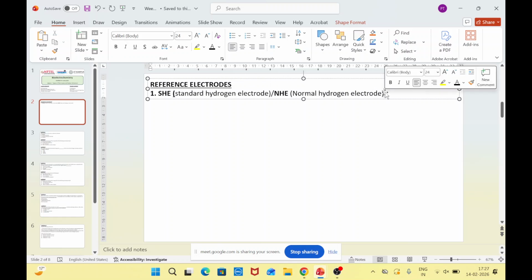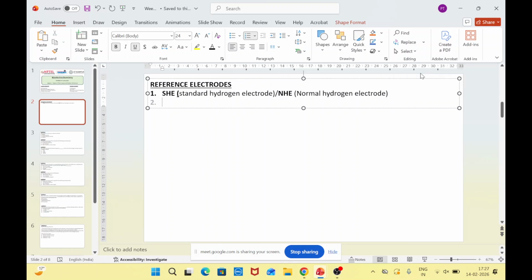Then I hope all of you are able to recollect our discussion related to the standard hydrogen electrode, its mechanics on how it is used as a reference electrode, its structure and construction. So the second one is the AgCl electrode, and then the third one is the calomel electrode.